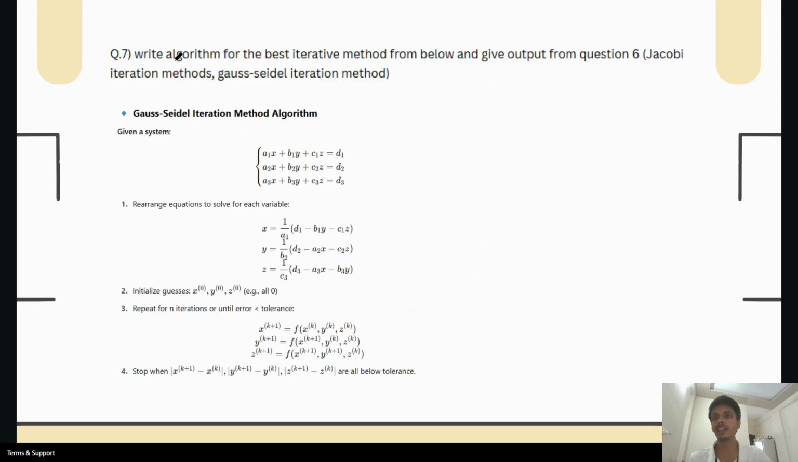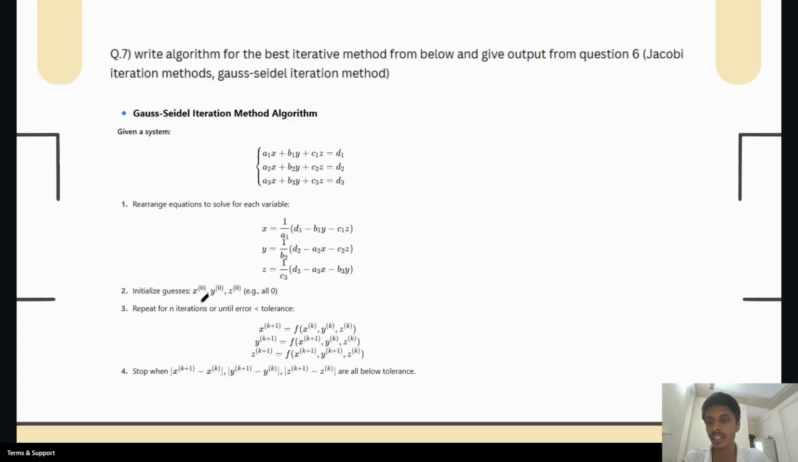Question number 7 is: write an algorithm for the best iterative method from below and give output from question 6, the one we have done previously, Jacobi iteration method or Gauss-Seidel iteration method. Gauss-Seidel iteration method works by having three or more equations. Then we rearrange the equations to solve for each variable, that is the value of x, y, and z.